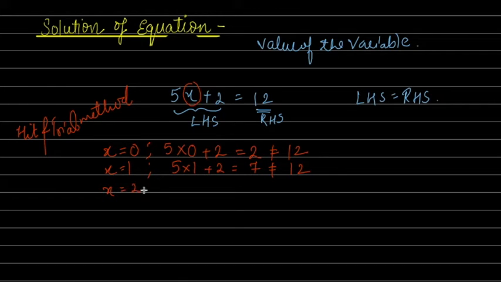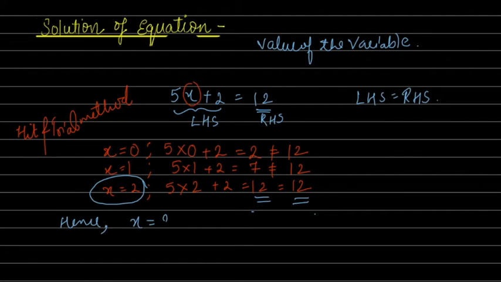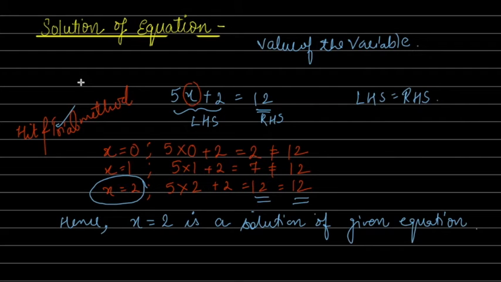If I take x as 2, 5 into 2 is 10, plus 2 is equal to 12. So at x is equal to 2, your equation is balanced. You are getting the same value on the left hand side and right hand side. Hence, we can say x is equal to 2 is a solution of the given equation. You will be doing many questions like this where you have to apply the hit and trial method, placing different values of the variable to get the solution of the given equation.